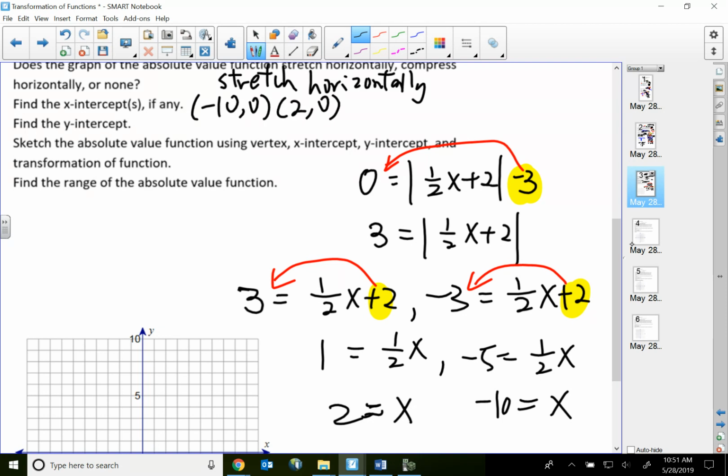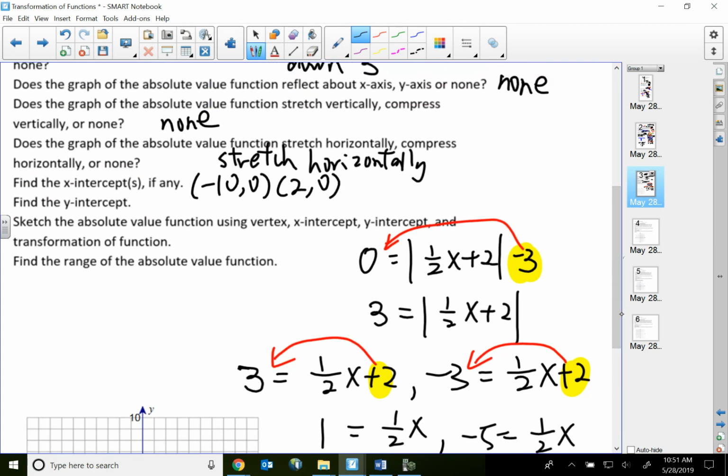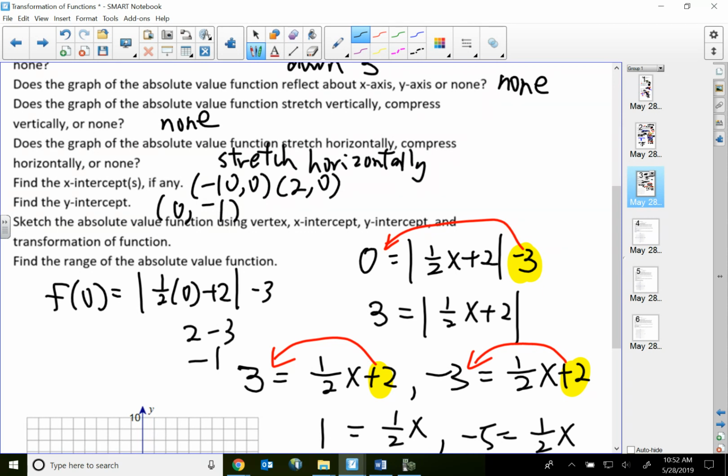All right, find the y-intercept. Find the y-intercept means find y when x equals 0. So there'll be the absolute value of a half times 0 plus 2, then minus 3. Half times 0 is 0. The absolute value of positive 2 is 2. 2 minus 3 is negative 1. So my y-intercept is (0, -1). All right, let's sketch using our vertex, x-intercepts, y-intercept, and transformation of functions. So let's take a look.